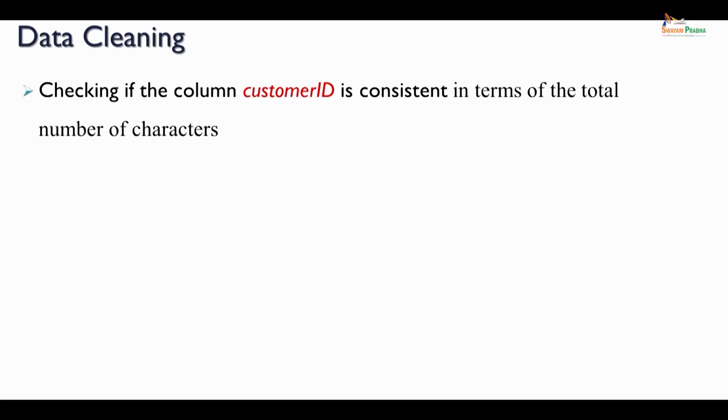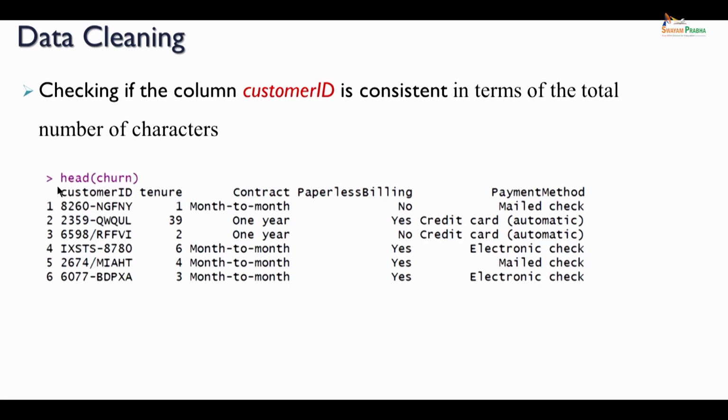We will start by data cleaning. So, here we are going to check if the customer ID column is consistent in terms of total number of characters. Here is a snippet which will show you the first 6 observations of the churn data frame. I have shown them using a function called head of churn. So, here you can see what are all the characters under customer ID. Basically, it has 10 characters for each customer ID.